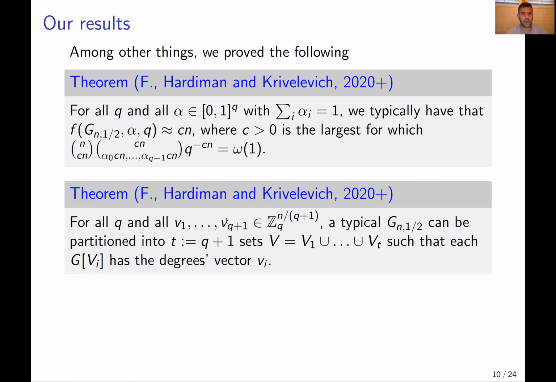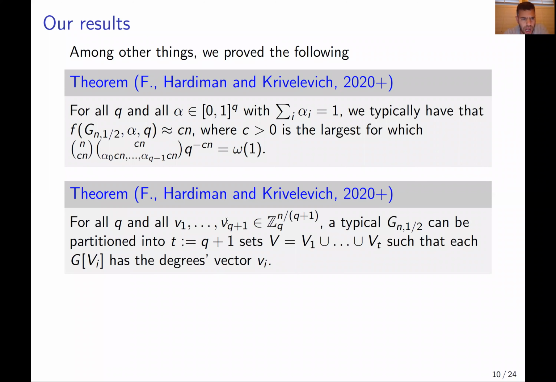Regarding the partitioning, it says that for all q and all vectors v1 up to v_{q+1} in Z_q to the n over q plus 1. So let's assume for simplicity that n is divisible by q plus 1. Otherwise, you just take some vectors in a smaller dimension space. So imagine that you fix some prime q and you give me q plus 1 vectors in Z_q to the n over q plus 1. These vectors are going to be the degree sequence. You can fix the degree sequence.